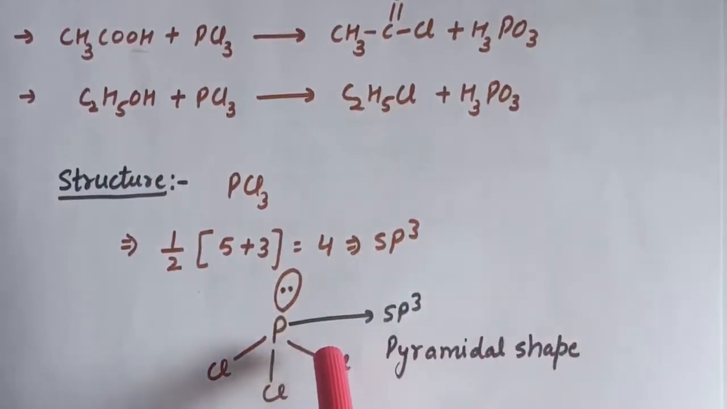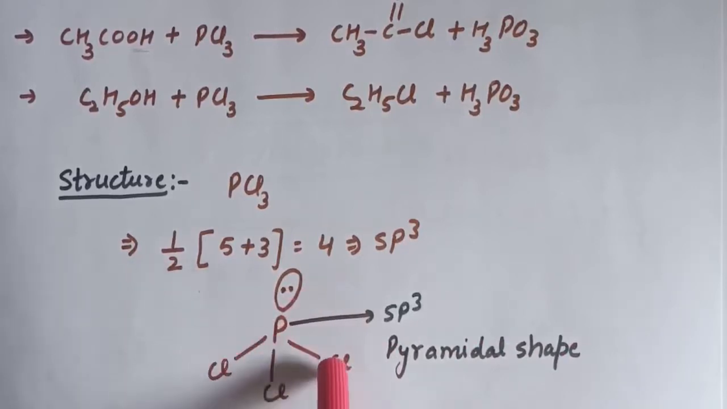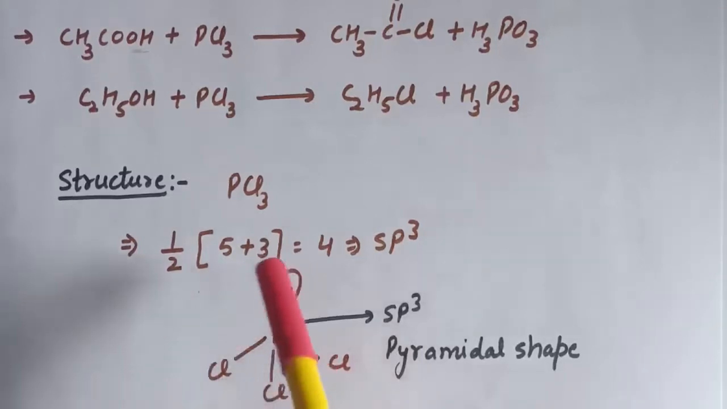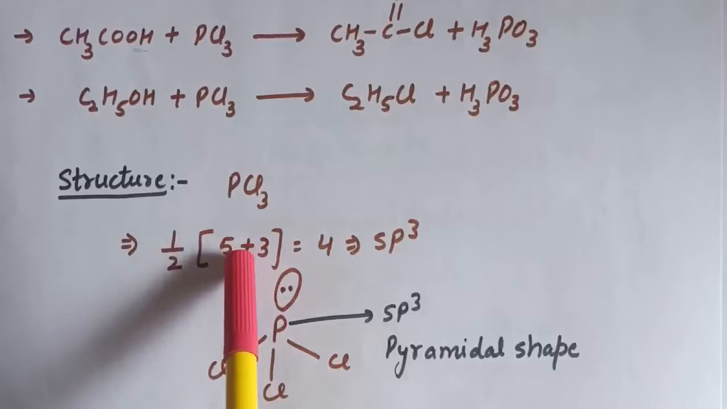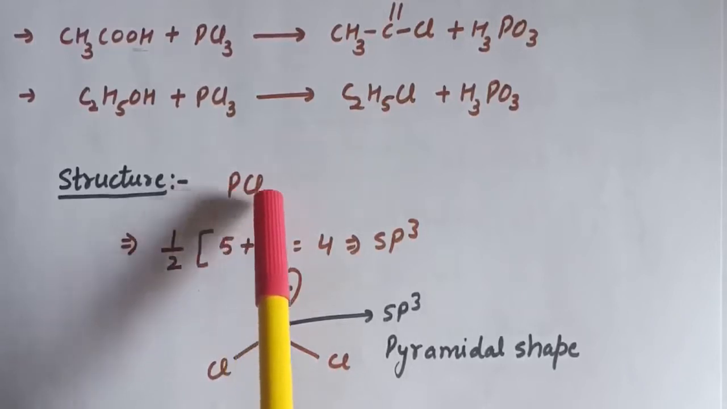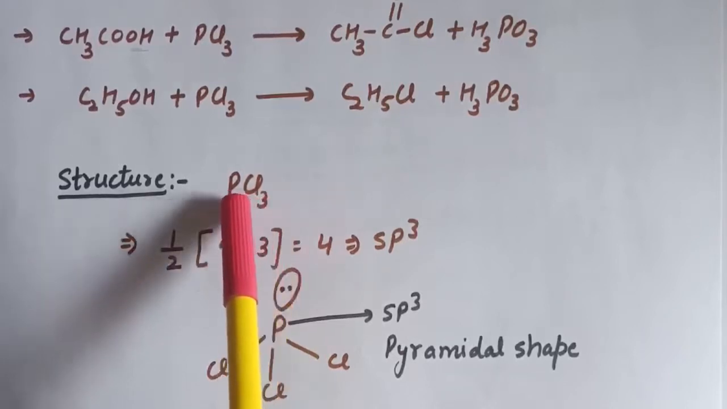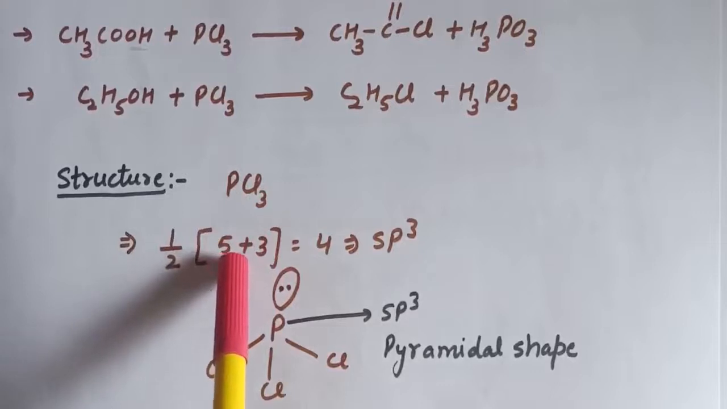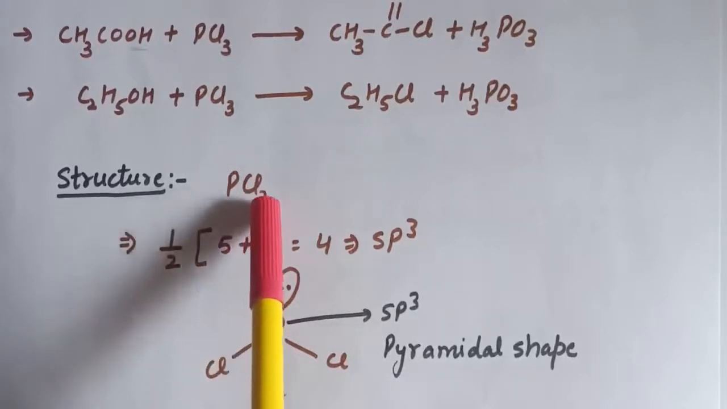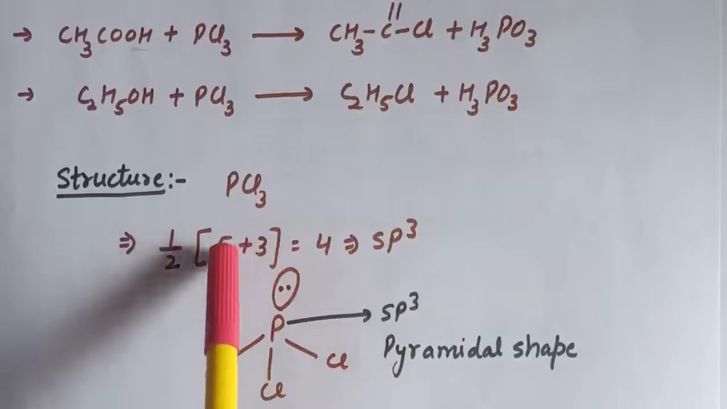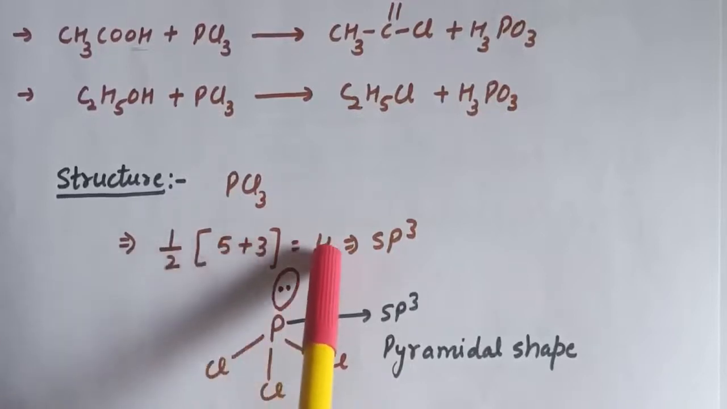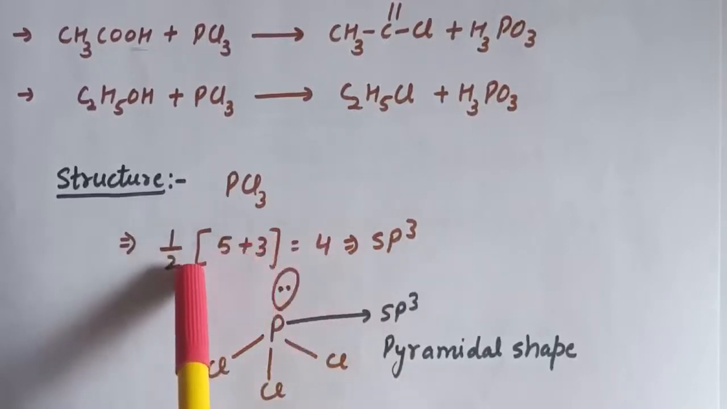Now how we will calculate the hybridization of this central phosphorus atom in PCl3? So this we can calculate by valence bond theory, and the formula is half number of valence electron in central atom plus monovalent atoms. So halogens generally form monovalent bond, that is single bond. So in phosphorus the valence electrons are 5, and here 3 chlorines are forming single bond. So 5 plus 3 by 2, that is 8 by 2, and that will be equal to 4.